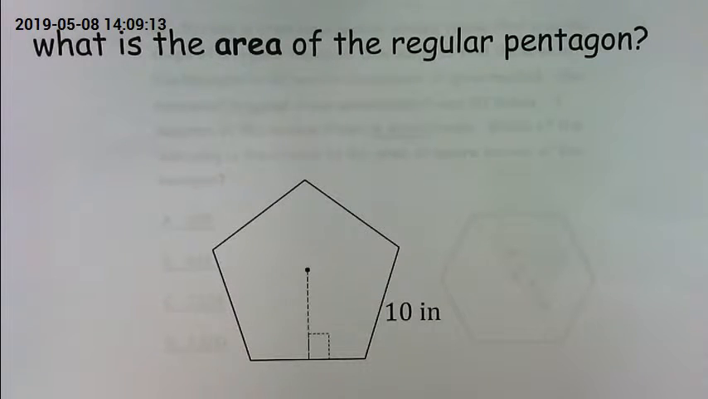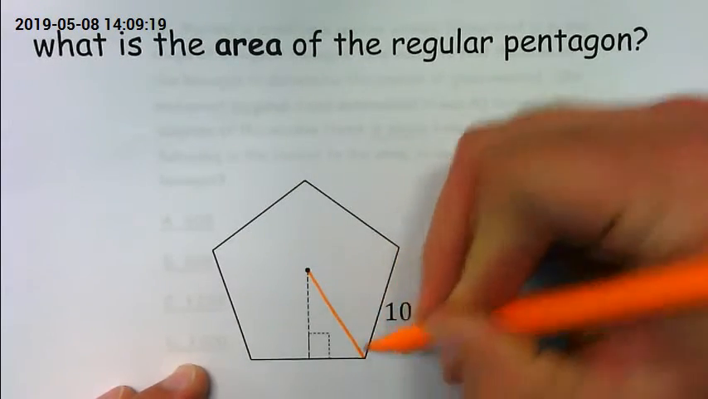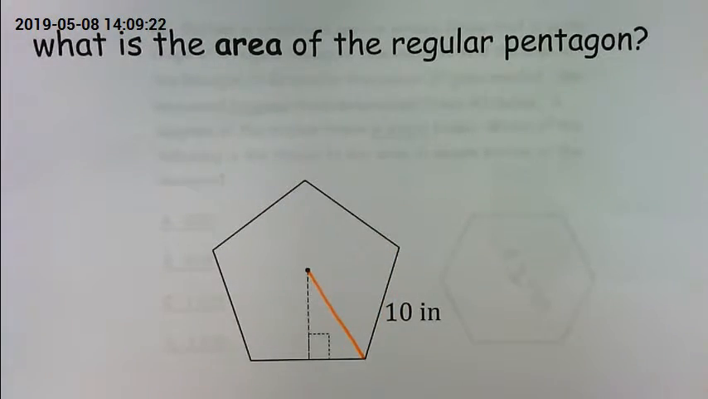It's a regular pentagon. I'll give you a hint: you have to draw in a triangle. Is that length 10? No, it's not a hexagon. If it was a hexagon, that would be 10. But it's not a hexagon, so we don't know that length.